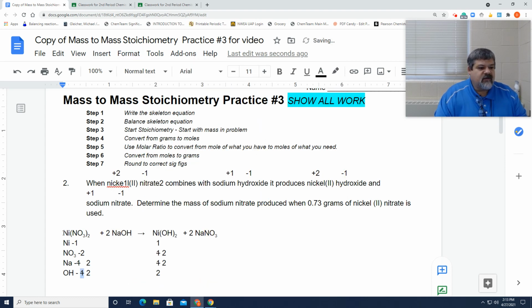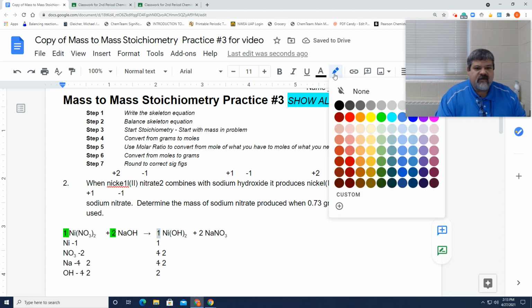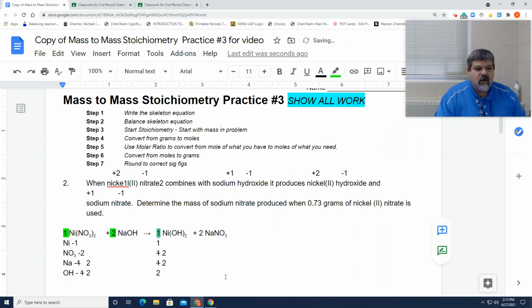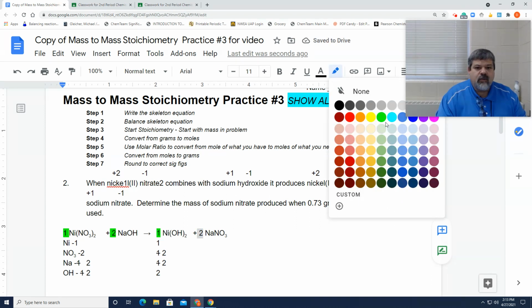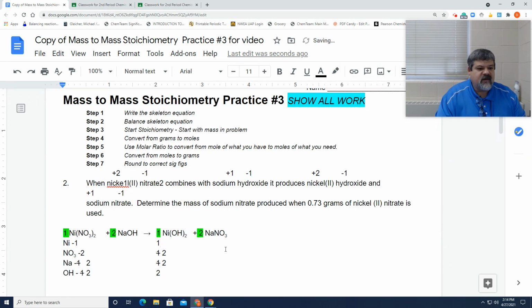And now we're balanced. So what is our balanced chemical equation? We have a 1, a 2, a 1, and a 2. So I'm just going to go ahead and highlight these in green so we know what we have. So there's our molar ratio. Okay, if I have a spot over on the side for a molar ratio, I do expect you to also put it there. Okay, but in this case we don't.